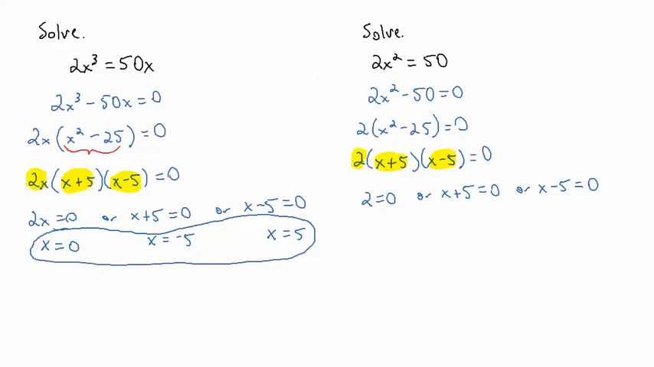Well, 2 can't be 0, right? 2 doesn't have a variable in it, it's just a number, and 2 and 0 are not equal. So this first one's not possible. So no matter what x is, this isn't possible, so we don't worry about that. But here we can see that x could be negative 5, and here we could see that x equals positive 5. So we only get two solutions in this particular equation.